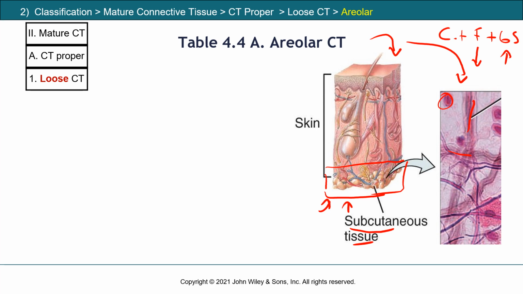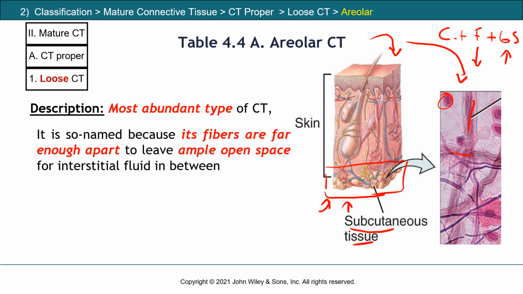Okay, so a lot of information, but remember just key information, like that this is one of the most abundant types of connective tissue. Remember that I told you that it is called like that because its fibers are far enough apart. So you see it like that in the picture. The fibers, these lines that are in purple there, are far from each other. So they leave ample open space, and that space is filled with interstitial fluid.